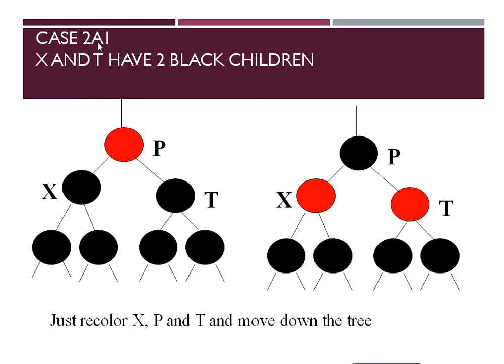Now let us see case 2A1, that is X and T have 2 black children. See, look, X and T both are having 2 black children here, right? So in this case we know that if children are black, then parent cannot be black. So we will just recolor them as red, as you can see in the diagram, and then we move down the tree.